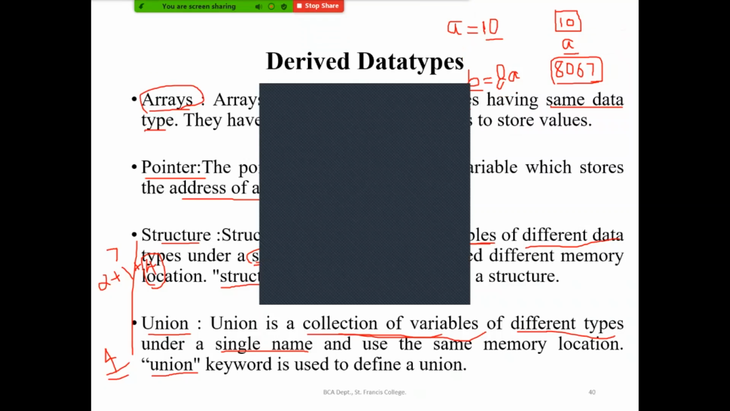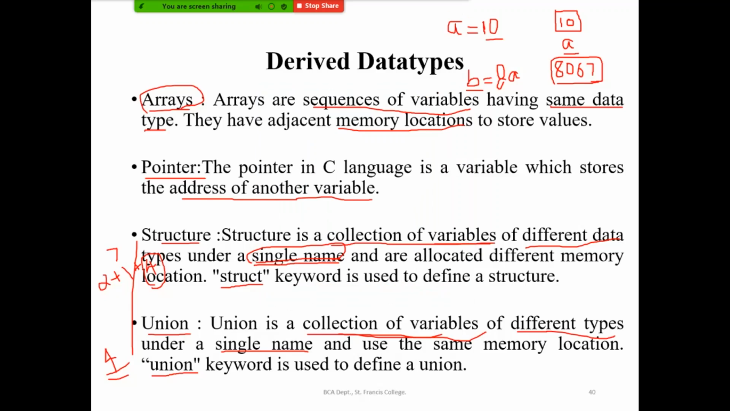In this example, yes, Sudarshan had asked about ampersand. If you give ampersand before a, it will give the address of a. What is 10? 10 is a value, right? Here in this example, I said the address is 8067. Okay, now it is changing. The value of a is 10. The address of a, for the example, I have given as 8067, right?